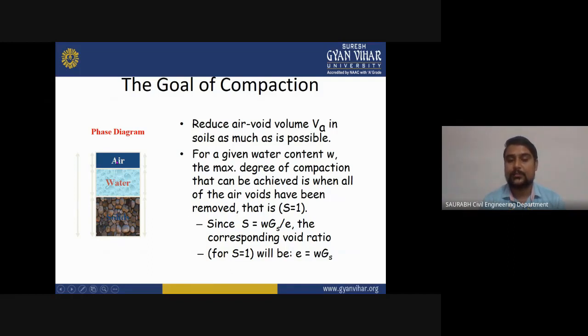Since, as we know, S will be equal to W Gs upon e, the corresponding void ratio for S equal to 1 will be e equal to W Gs.